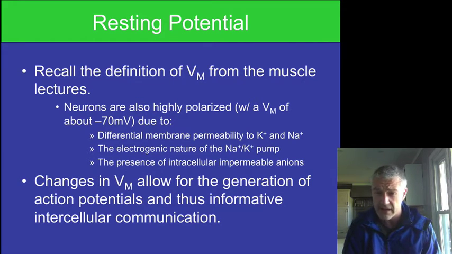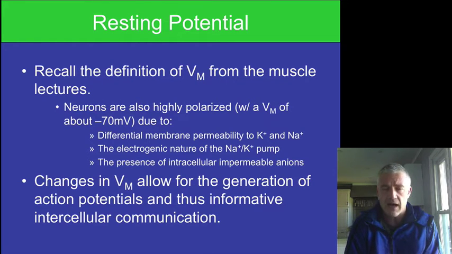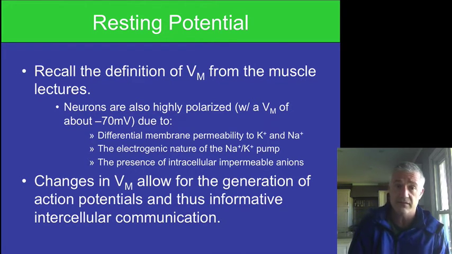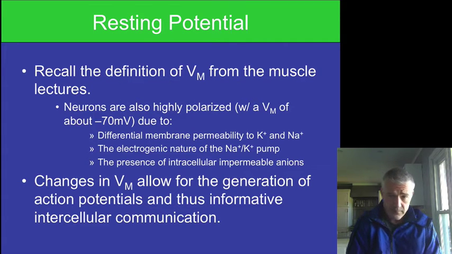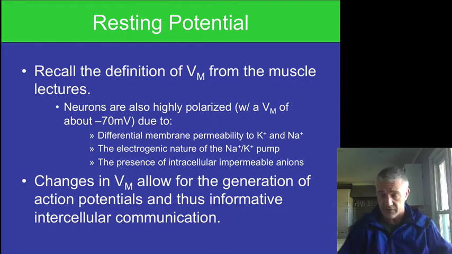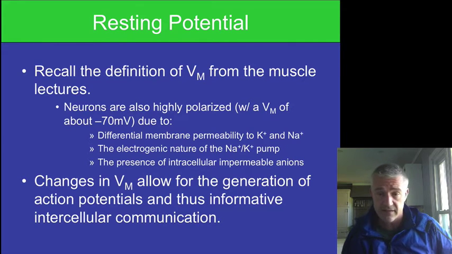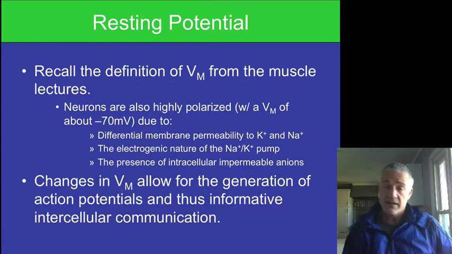They're not quite as negative. They have a polarization of about negative 70 millivolts. Again, I'm not super worried about the exact number of millivolts. You'll see I didn't really ask you that type of stuff on the test for the muscles at all. But these ones are about negative 70 millivolts, and again, it is due to those sodium potassium pumps and those differing concentrations of sodium and potassium inside and outside the cell, as well as some other negative ions that may be on the inside or the outside of the cell.